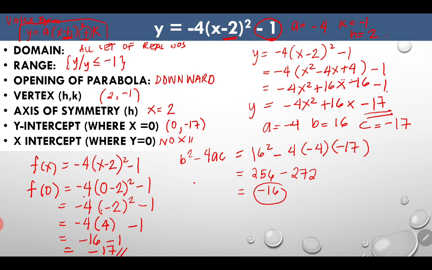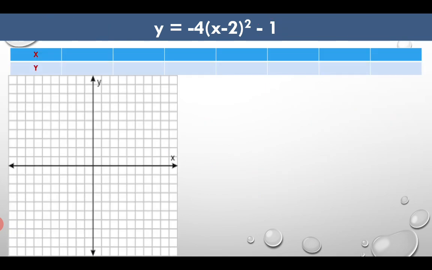Hindi na natin kailangan i-solve yung roots, kasi there will be no x-intercept kasi hindi naman magta-touch yung parabola sa x-axis. Okay po? Let's try to graph the same quadratic function.